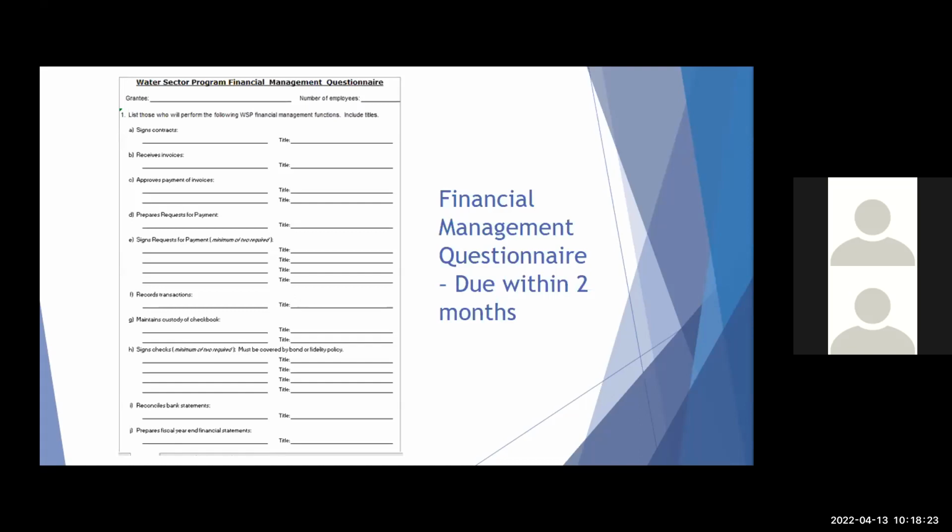I'm sorry, approving payment of invoices is the persons that are approving the actual invoices for payment, not the request for payment. I misspoke there. So preparing the request for payment, who's going to be doing that? Then this section on E is who's going to be signing requests for payment. And again, that needs to agree with who signs your authorized signature card. It says here a minimum of 2 required. Again, we encourage you to have more than 2.